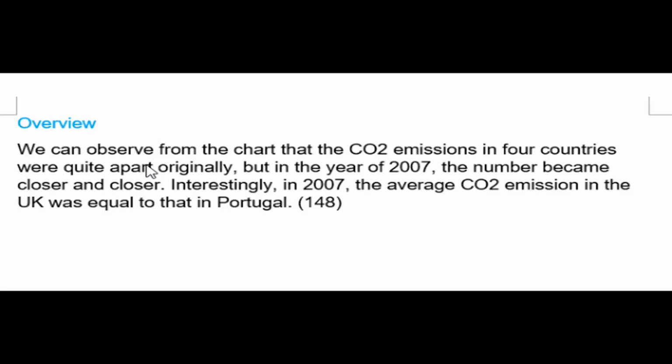Now, the original author did actually include an overview, but they left the overview to the end of the writing. I don't recommend that you do this. Don't write the overview at the end, because what if you run out of time? If you run out of time, then it means that your writing is not going to include an overview, which is going to limit your score for task achievement to a 5. But anyway, this is what the writer wrote. We can observe from the chart that the CO2 emissions in 4 countries were quite apart originally.